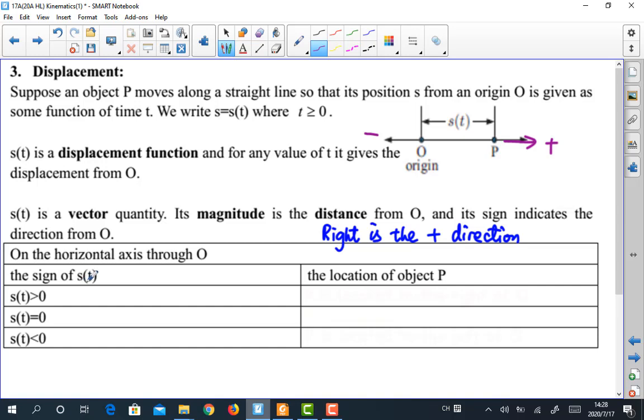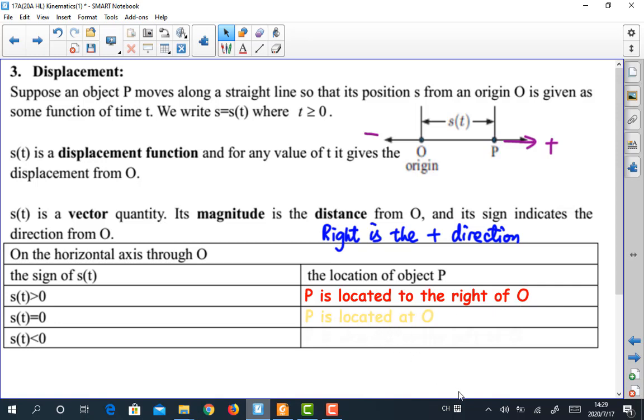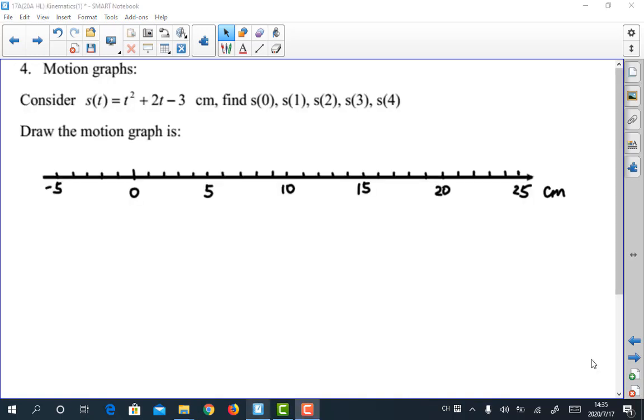So the sign of the displacement function versus time. When s of t is greater than 0, it's a positive sign. This P should be on the right side of the origin. If s of t equals 0, this object P is located at the origin O. If s of t is negative, less than 0, this object P is located to the left of the origin O.